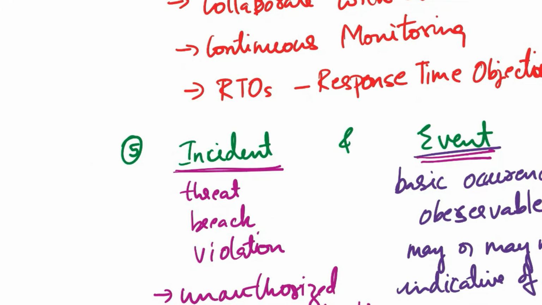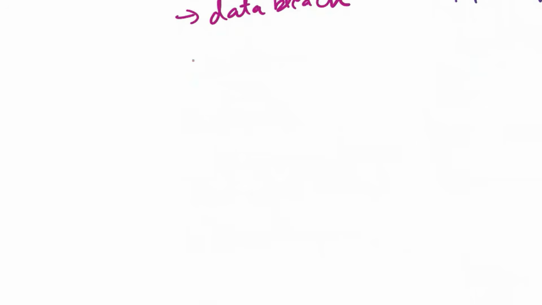The process of monitoring and analyzing events is essential for identifying potential incidents, allowing security teams to respond promptly and effectively to mitigate security threats and protect the organization's assets. Let's go to the next question now.